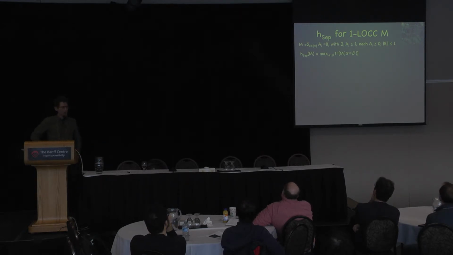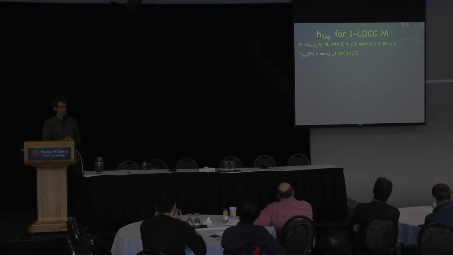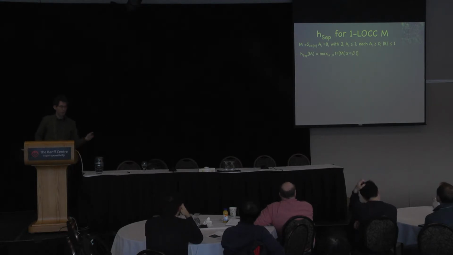Okay, so if you'd fallen asleep, you can wake up again. This is the main result. So if M is a measurement, a 1-LOCC measurement, where Alice sends a message to Bob, we have this sum over A_i tensor B_i, and the A_i by themselves form a measurement on Alice's system, and the B_i you can think of as just being observables with eigenvalues between -1 and 1. And h_SEP, the support function of the separable states, is the maximum over density matrices alpha and beta of trace M times alpha tensor beta.